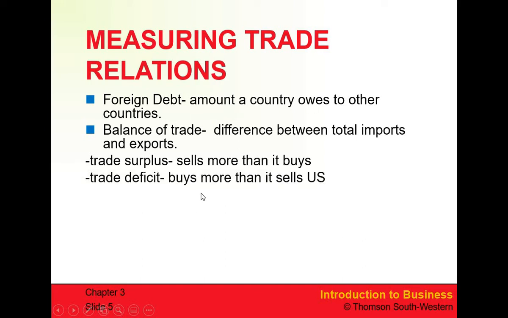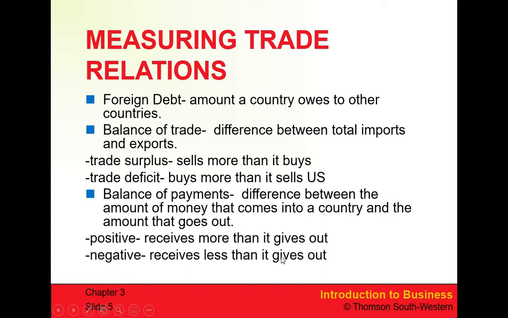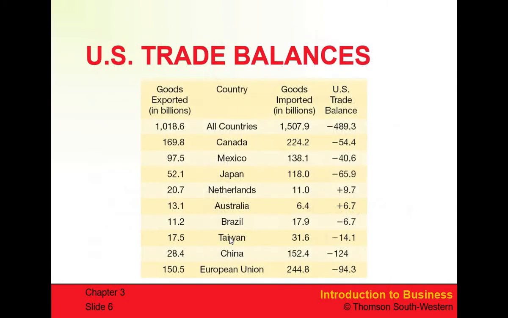Balance of trade is kind of what I'm talking about. A trade surplus is when a country sells more than it buys. A trade deficit is when it buys more than it sells. That's not us, or it could be us, but that's the U.S. This is us. We have a huge trade deficit. Balance of payments is the difference between the amount of money that comes into a country and the amount that goes out. Positive receives more than it gives. Negative receives less than it gives out.